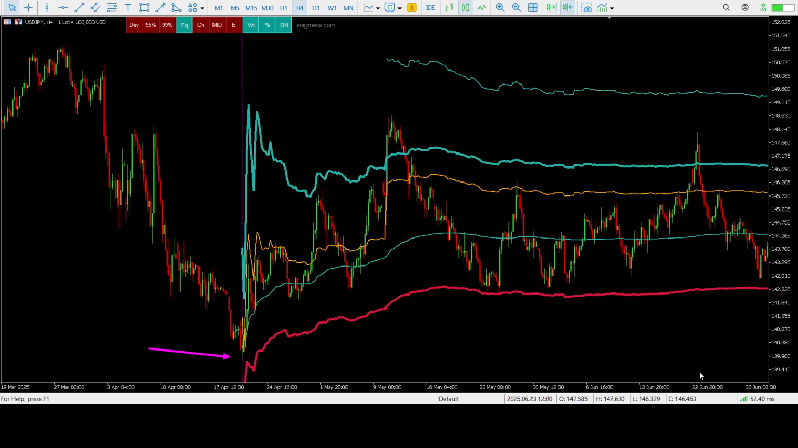This is an estimation of dollar Japanese yen on the 4-hour time frame chart. I will commence my analysis from this bottom here until the most recent point on the market right now.